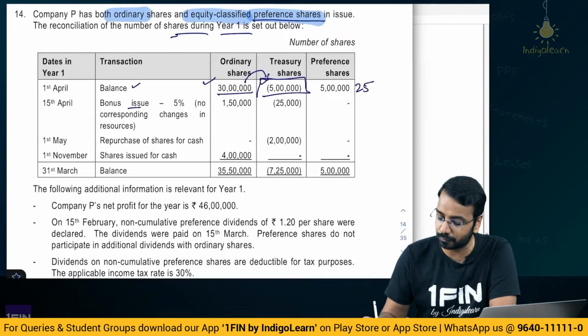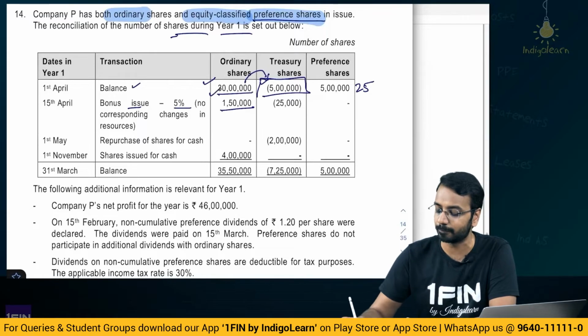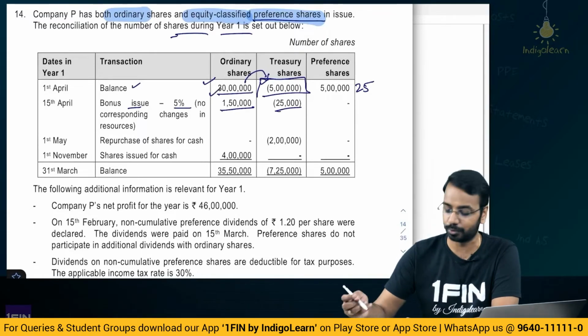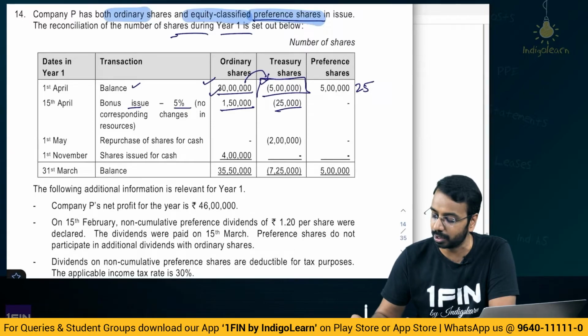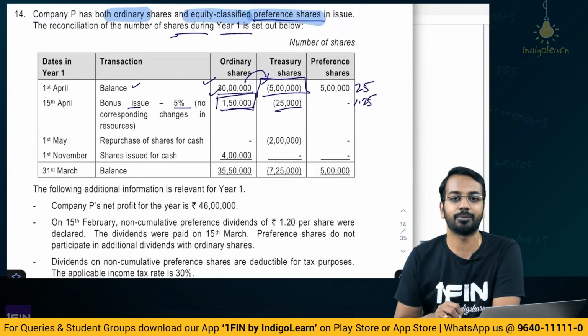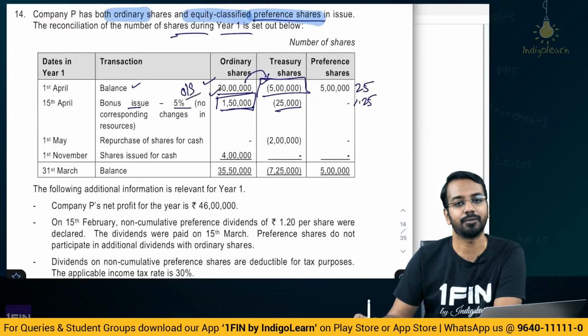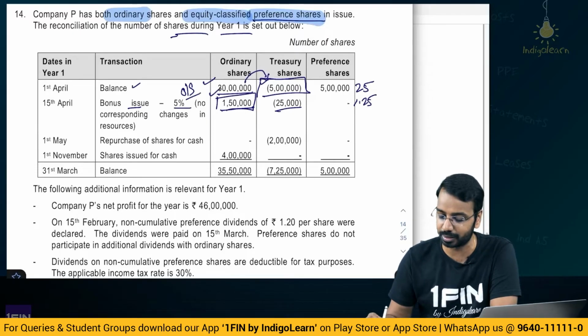Then, bonus issue 5%. So, they have issued 5% bonus on this, which is 1 lakh 50. On treasury shares, normally you don't issue bonus shares. So, out of the total, you will only consider the net amount, which is 1.25. Now, please remember, for the purpose of calculating weighted average, you will consider bonus shares to be outstanding from the beginning of the period. That's what you have learned in Ind AS 33.